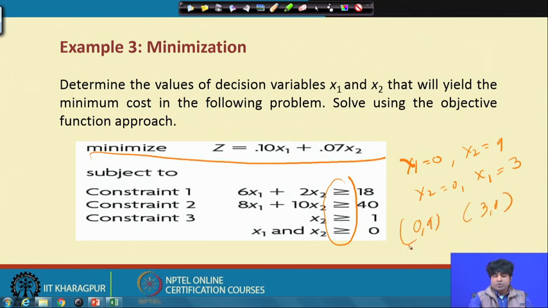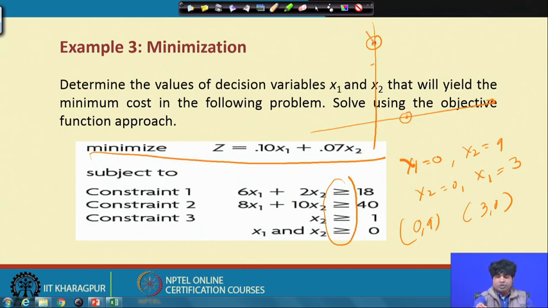So now you draw the lines corresponding to 0, 9 and 3, 0, and then after that you can actually apply the particular constraint. For instance, let's say this is how the case. So let's say this is 0, 9, meaning x1 equal to 0, x2 equal to 9 somewhere here, and x1 equal to 3, x2 equal to 0 somewhere here.